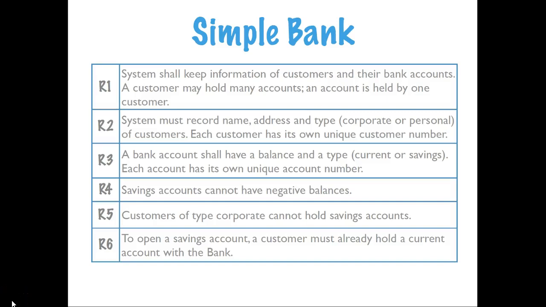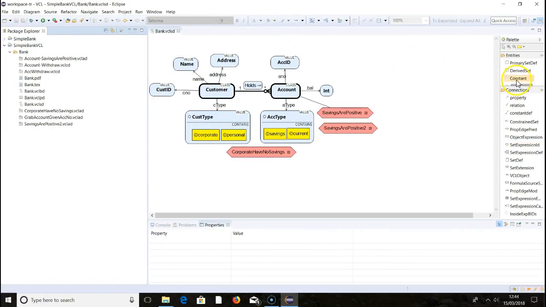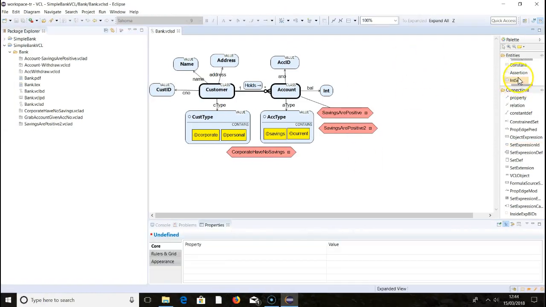Now we try to tackle requirement R6 to open a savings account, which says that in order to open a savings account, a customer must already hold a current account with the bank. And so I will call this invariant, this constraint on the model, HasCurrentBefSavings, as in current before savings.